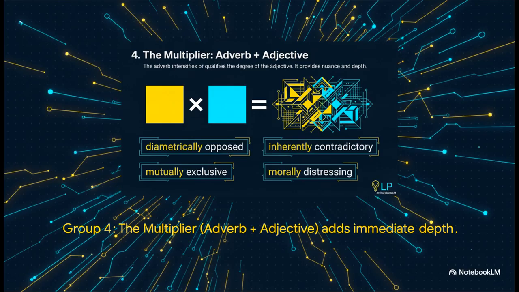Enter Group 4, the multiplier. This is the pairing of an adverb with an adjective. We call it the multiplier effect because the adverb intensifies or qualifies the exact degree of the adjective, instantly providing this beautiful nuance and depth.